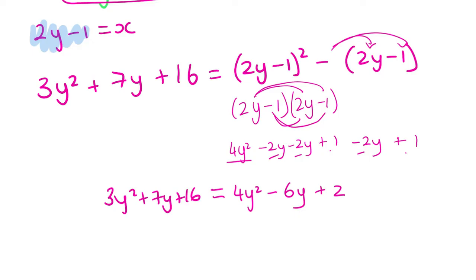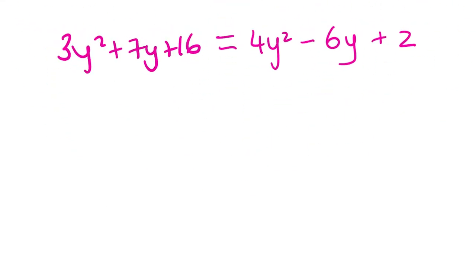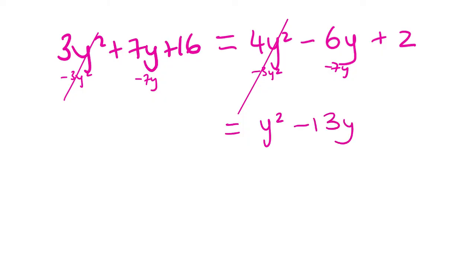Now I'm going to move everything to the right-hand side to get a 0, because then I'm going to have a quadratic. I have a quadratic, I can see it. So if I minus 3y squared from both sides, I get y squared. Everyone happy? Next, I'm going to minus 7y from both sides. Minus 6y minus 7y? Minus 13y. Brilliant. Minus 16 from both sides?